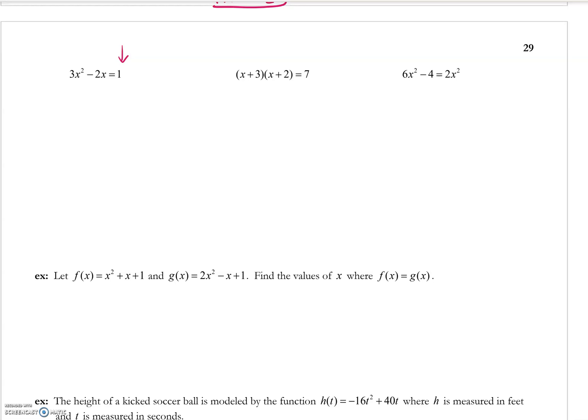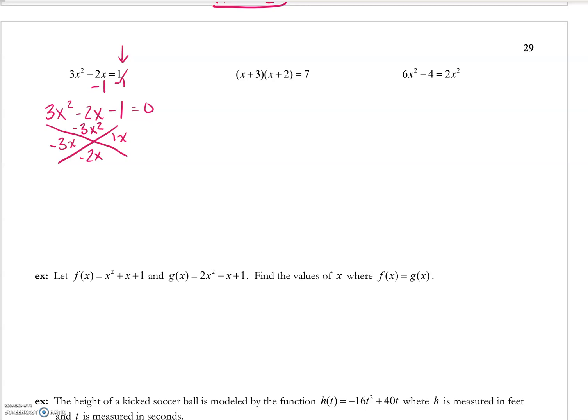So just like we did in the previous example, we're going to start by subtracting 1 on both sides to get 3x squared minus 2x minus 1 equals 0. I personally prefer factoring over the quadratic formula, so I'm going to start to see if I can factor this. See if I find two numbers that multiply to negative 3x squared and add to negative 2x. Those two numbers would be negative 3x and positive 1x.